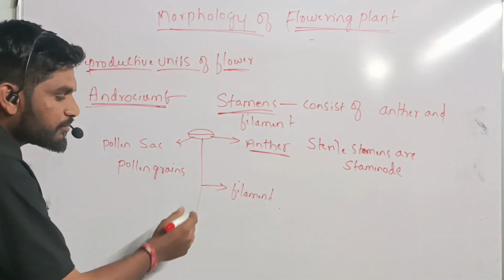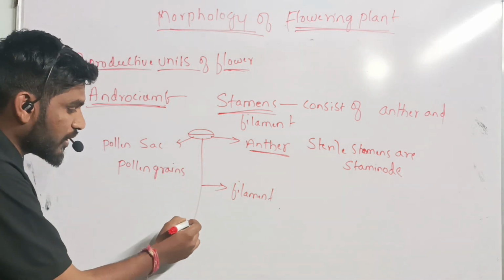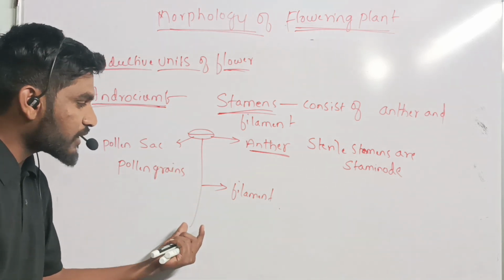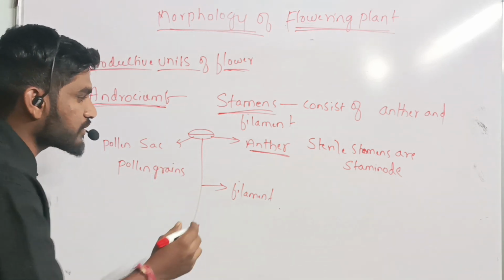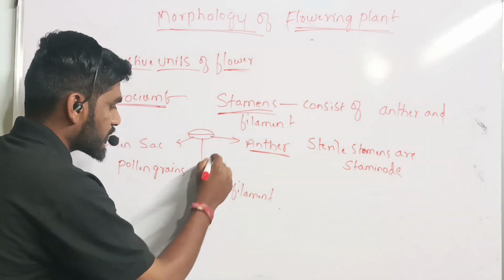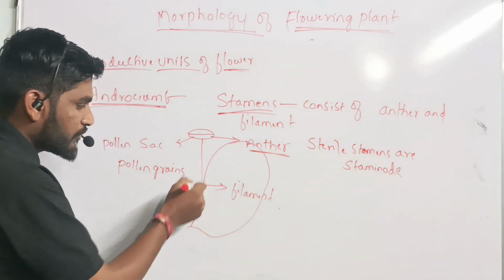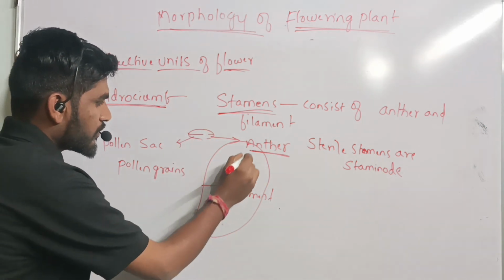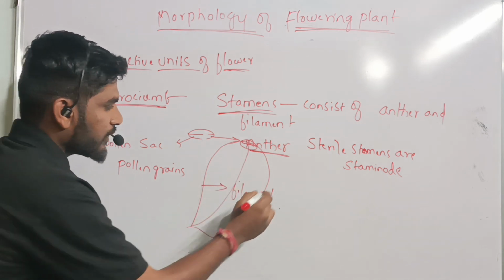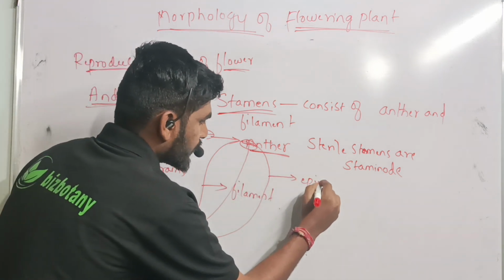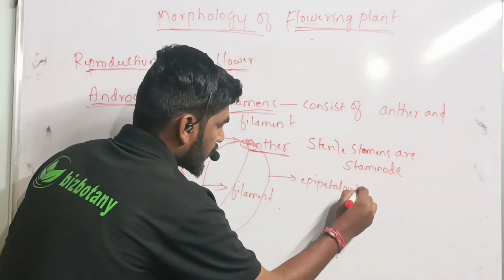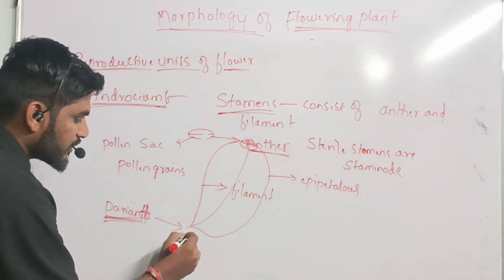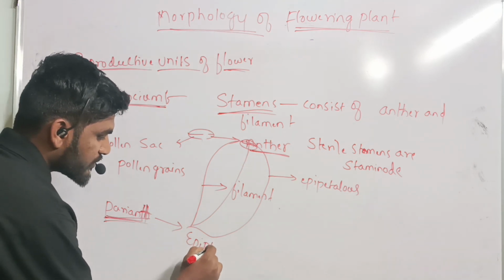Stamens may attach to the petals, the flower part that is nothing but petals. When stamens are attached to the petals, just like this, we call it epipetalous. Consider these are the petals. When these stamens are attached to petals like this, we call it epipetalous. When stamens are attached to the perianth, we call it epiphyllous.